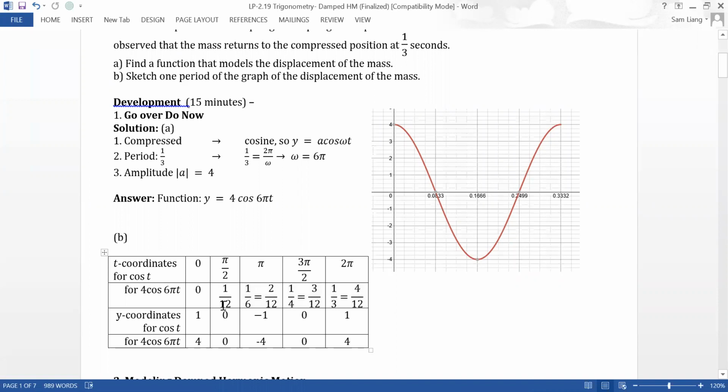For the y coordinates, it's 1, 0, negative 1, 0 normally, and then we have to multiply by 4. So we get 4, 0, negative 4, 0, 4. Your coordinates are 0, 4 here, 1/12, 0, then 2 over 12, negative 4, then 1/4, 0, and then that's followed by 1/3, 4. I think there was some rounding error with Desmos, but this should be 0.25, because 1/4. But they showed 0.2499. These should be your coordinates here.